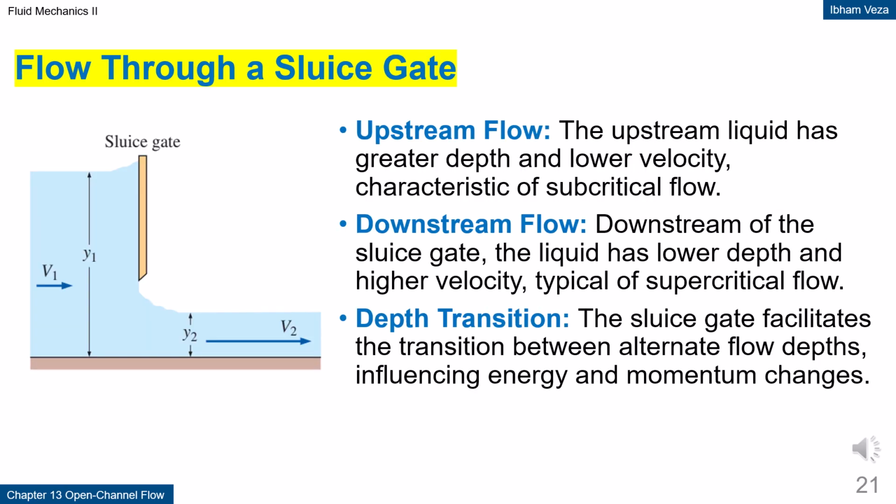Flow through a sluice gate. Upstream of the sluice gate, the flow has a greater depth and lower velocity, which makes it subcritical.